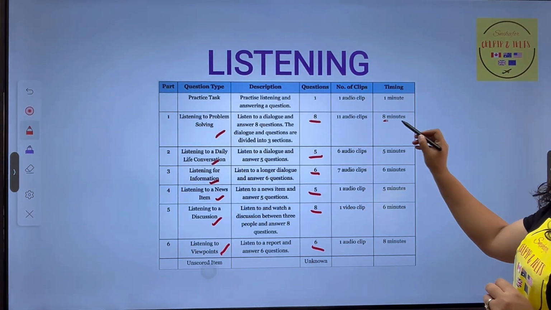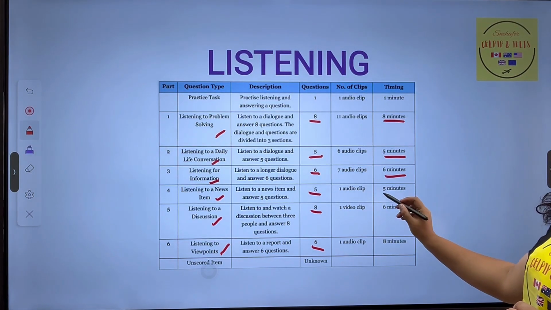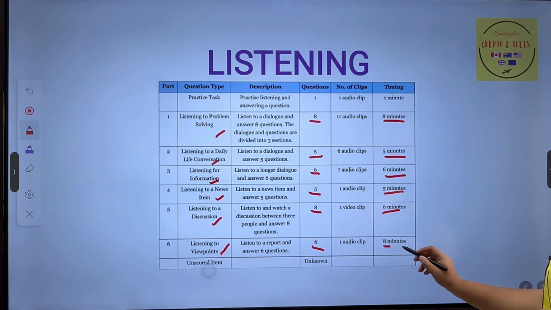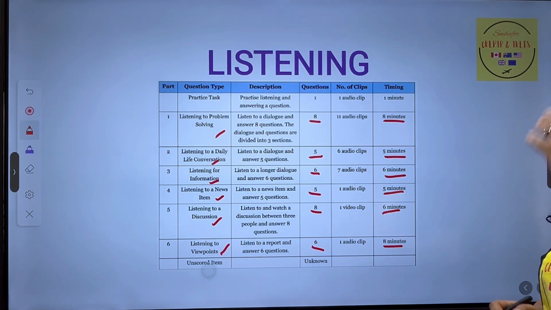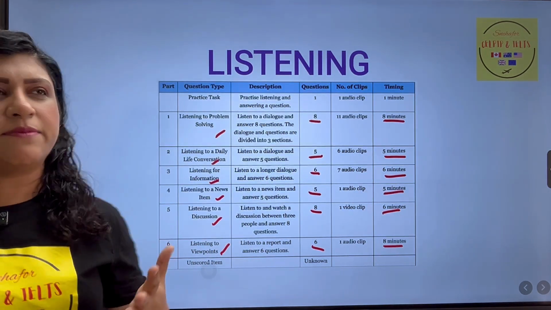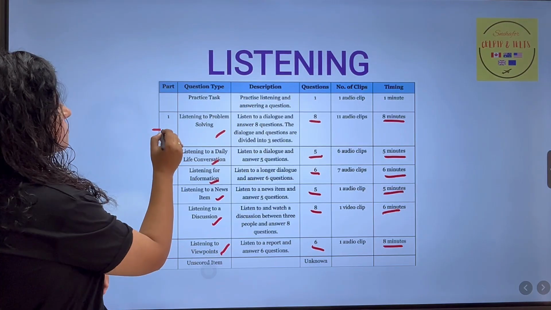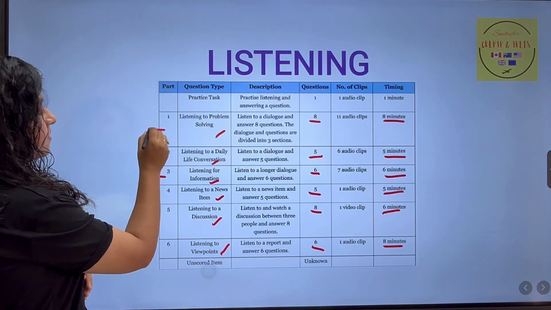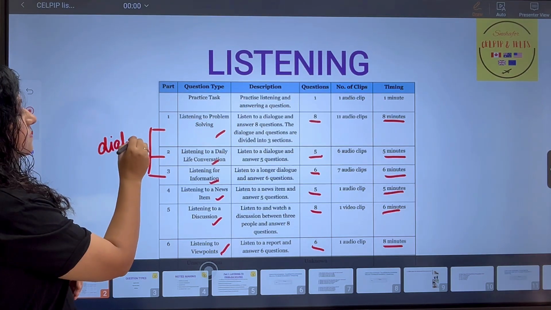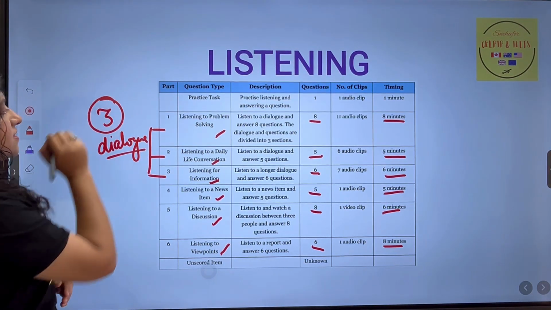So you have 8 minutes for task 1, 5 minutes for task 2, 6 minutes for task 3, 5 minutes for task 4, again 6 minutes for task 5, and 8 minutes for task 6. And there are some differences and some similarities in these tasks. Now, your task 1, task 2, and task 3, all 3 tasks, are going to be dialogues. Dialogues means that there are going to be 3 speakers in these.